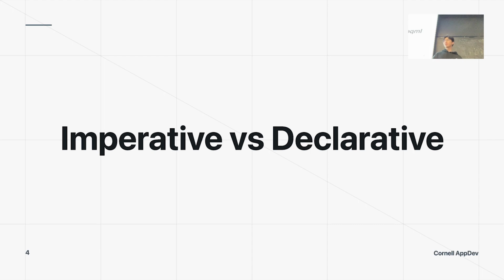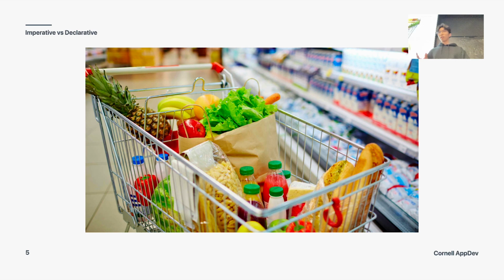So in order to understand the difference between SwiftUI and UIKit, it's crucial that we understand the difference between imperative and declarative. This is an analogy that I like to use. So pretend you are going to the store to buy a piece of steak for some cookout.